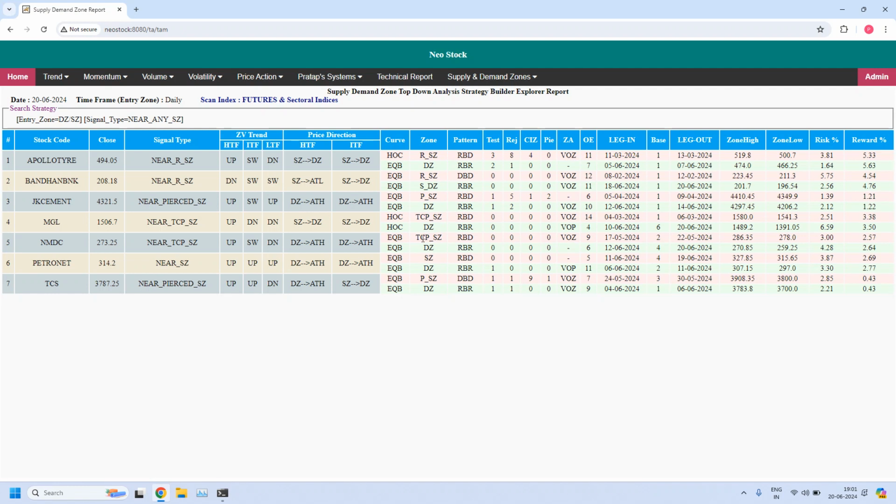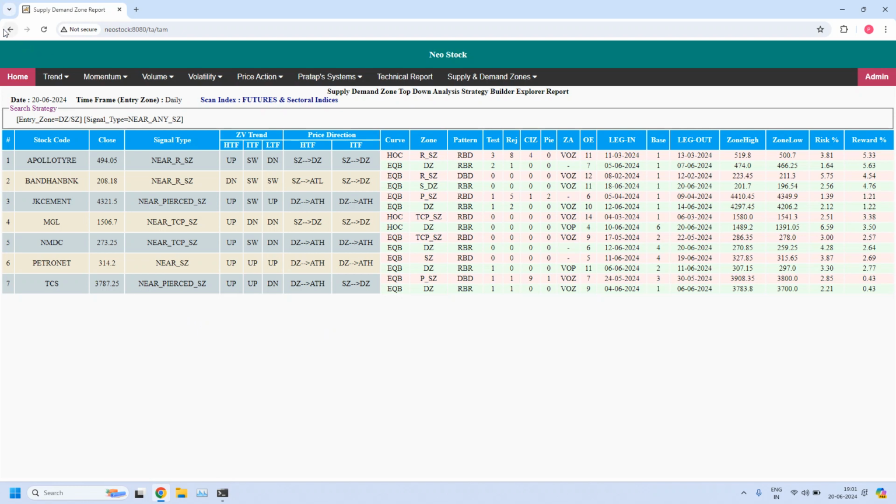And next one is NMDC, also a high liquidity supply zone. This zone was created based on the counter trend trade setup in the month of May. That's it. We have identified 4 high liquidity zones from this list.